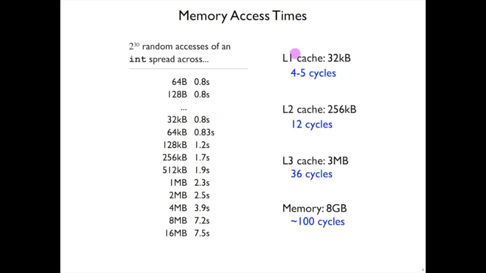My machine has an L1 cache that's 32 kilobytes, and it takes 4 or 5 cycles to get a value from the L1 cache on this machine. The L2 cache has 256 kilobytes, takes 12 cycles, L3 cache is 3 megabytes, takes 36 cycles, and if I have to go out to main memory, then it takes on the order of 100 cycles.